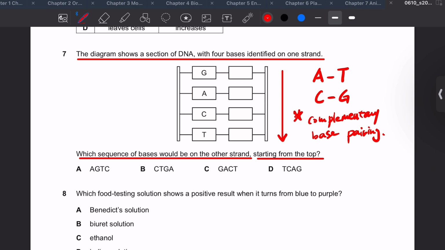memorize, let's say, this term called complementary base pairing. And the rule is that the A will always bind with or pair up with T, C with G. Okay, so G will pair up with C, A with T. From top to the bottom, it's C, T, G, A. So the answer should be B.